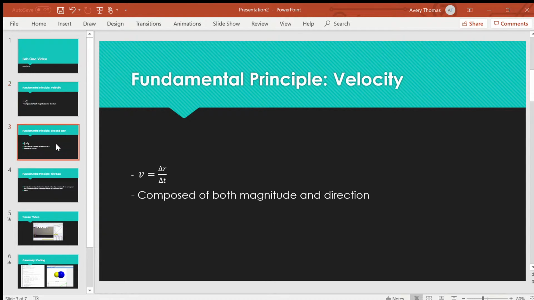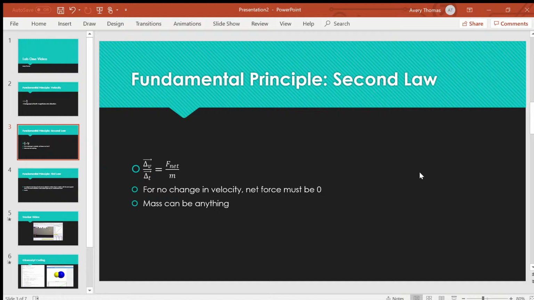The next fundamental principle to understand is Newton's second law, which is best represented for this lab through the equation delta v over delta t equals F net over m, where delta v over delta t is acceleration, F net is the total force acting on an object, and m is the mass of that object. It's important to note that using this equation, we can determine that in order for the change in velocity to be zero and the object to remain at a constant velocity, the net force must also be zero, meaning either that no forces should be acting on the ball or that all the forces acting on it must balance each other out. It's also important to note that you can assume that mass could take on any value without affecting a constant velocity because both force and acceleration would equal zero.